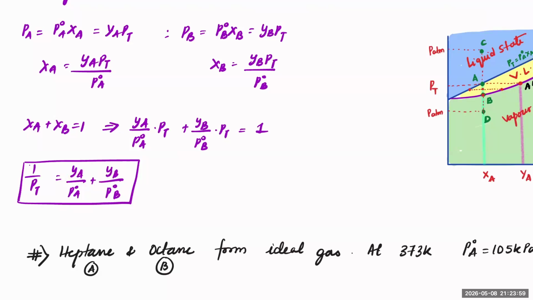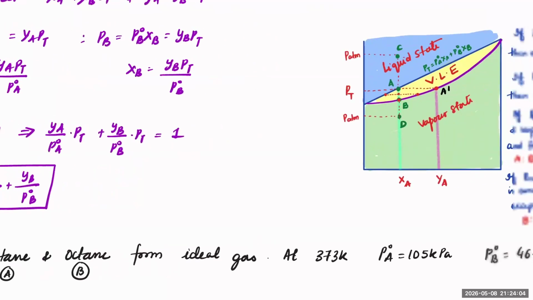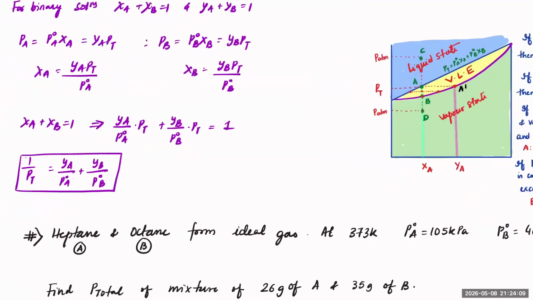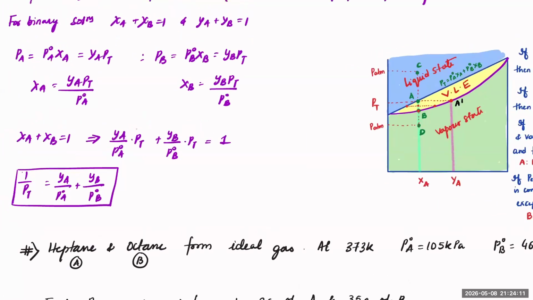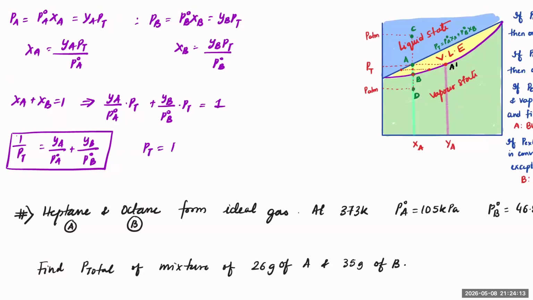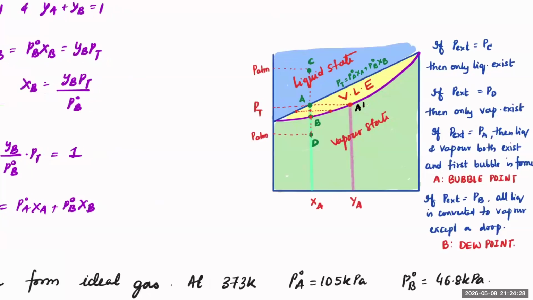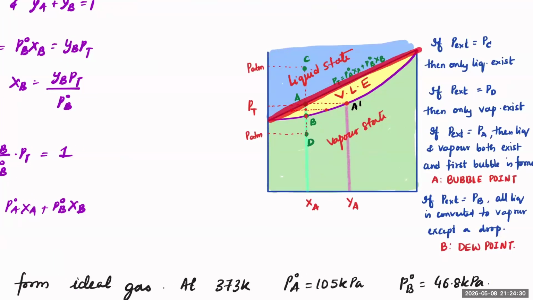Okay, clear? Mole fractions of the vapor state. Now look into this. You know how we plotted PT, correct? P total is equal to P naught A XA plus P naught B XB. This is as per Raoult's law. And this was the line which we learned, right? This is the line which represents total pressure. Correct. This is a line which represents total pressure.